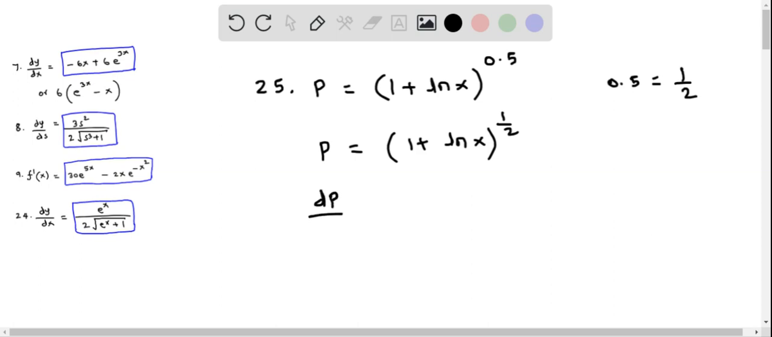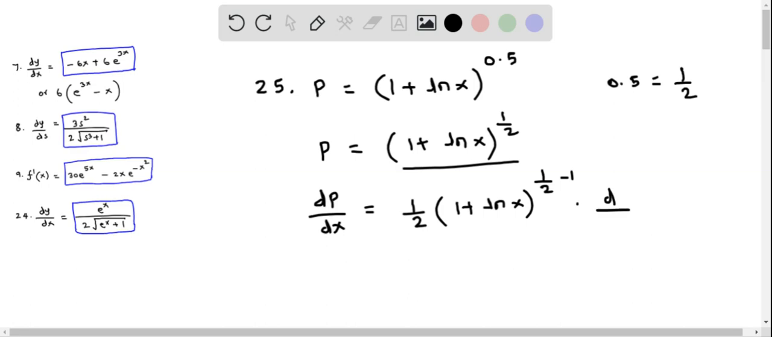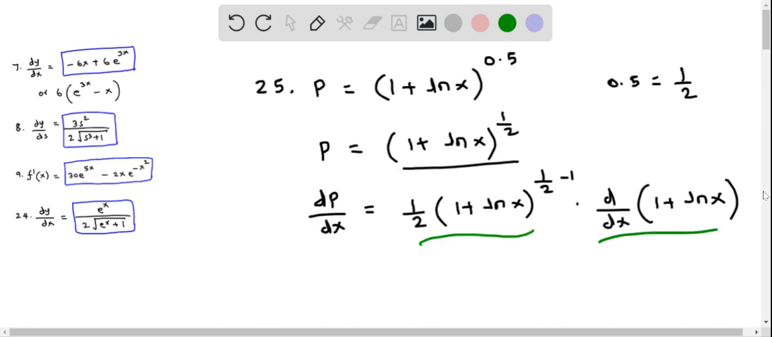That is dp/dx, the derivative of p with respect to x. And this equals, here we can apply the power rule. So I put the power first and then (1 + ln x), raised to the power of 1/2 minus 1. This has to be multiplied with the derivative of the inside part. That is d/dx of the inside part, 1 + ln x. So here we basically apply the power rule, and this is according to the chain rule.